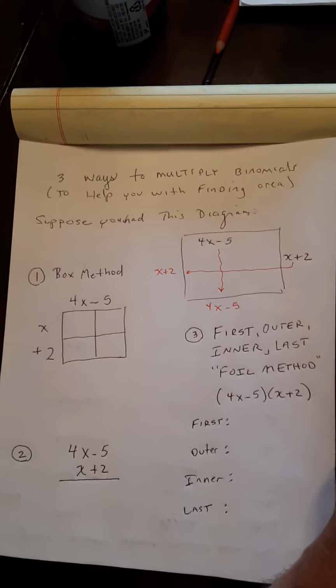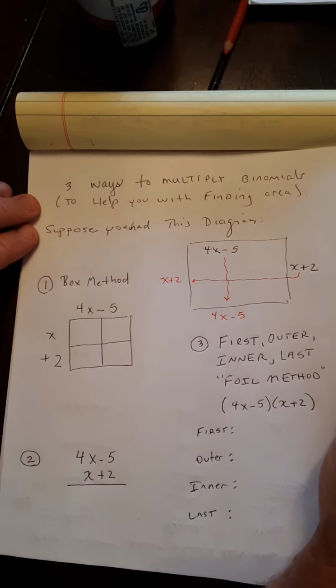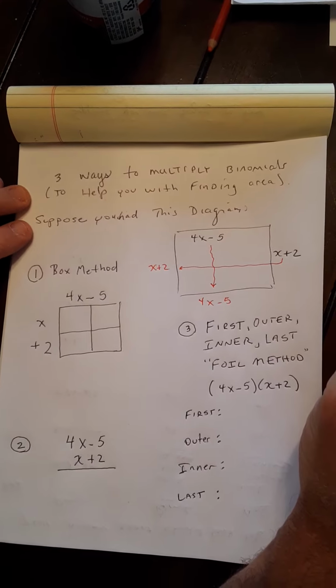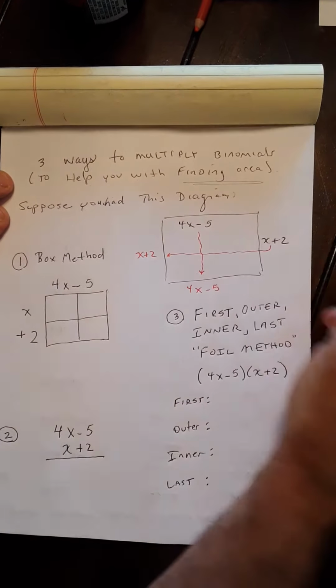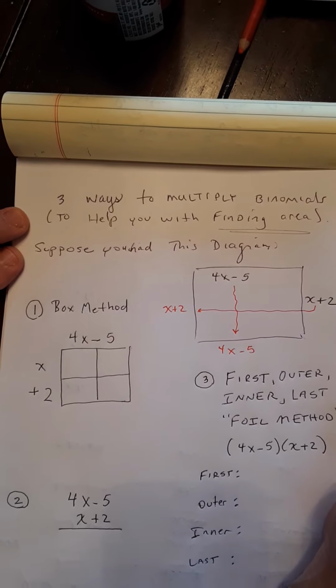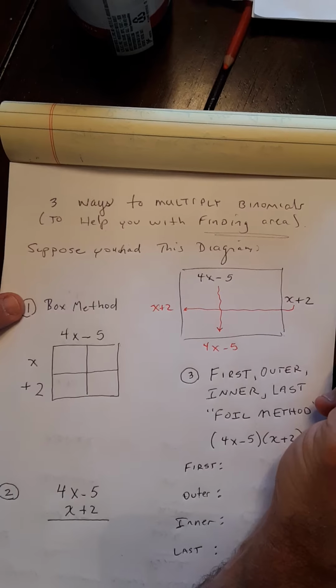Okay, that's fine. All right, guys, I'm going to show you 3 ways to multiply binomials. Most of us are doing really well at finding the perimeter, which is adding the expressions. But when you are finding the area of a rectangular region, you're having trouble with the multiplication. So, 3 ways to multiply binomials. Number 1, the box method.